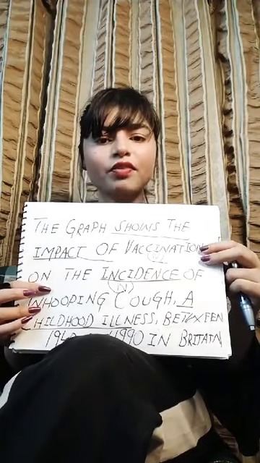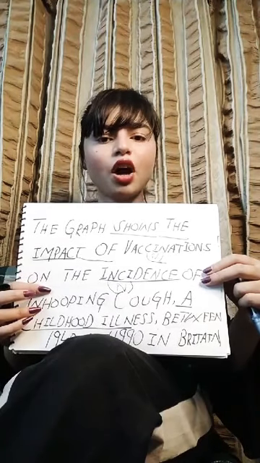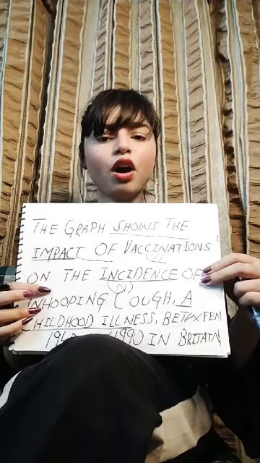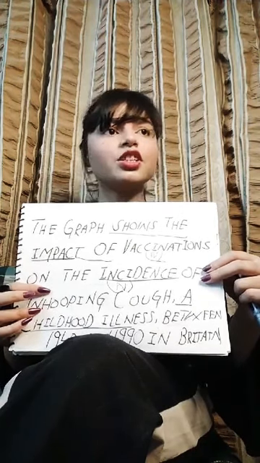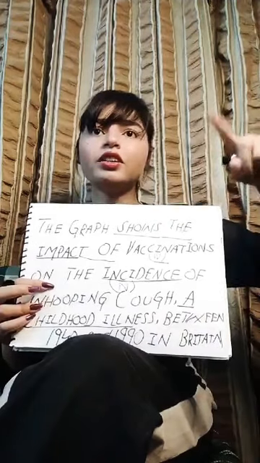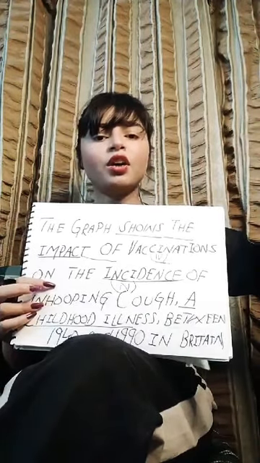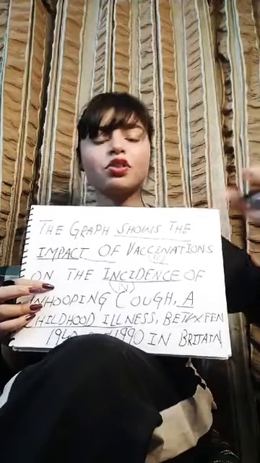The graph presents the effects, put an S there, Myra. Effects of vaccination on the occurrence of whooping cough. That is an illness in children. You can also talk about it that is an illness in children between, or that was an illness, because of course we're talking about the past.